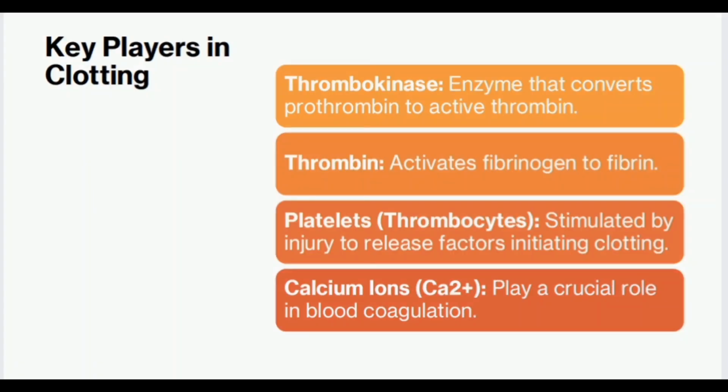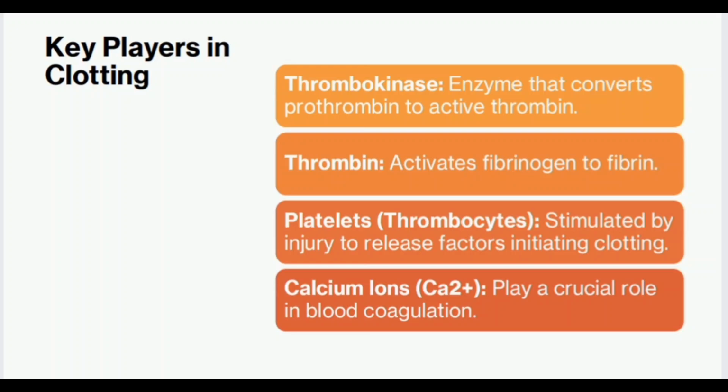Key players in the clotting. First one is thrombokinase, then thrombin, platelets and calcium ions. Thrombokinase is the enzyme that converts prothrombin to the active thrombin. The platelets contain an enzyme called thrombokinase, also known as thromboplastin. This enzyme plays a crucial role in the clotting of the blood by converting prothrombin to thrombin in the presence of calcium ions, which is a key step in the coagulation cascade.